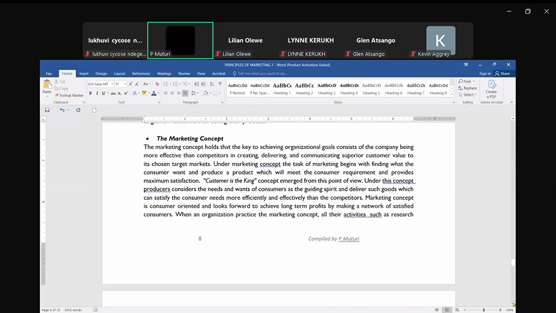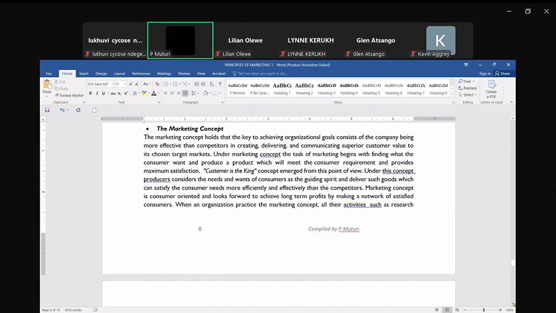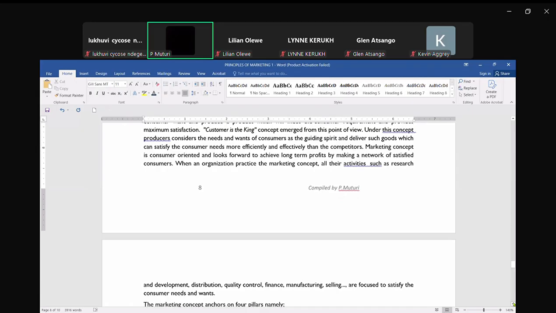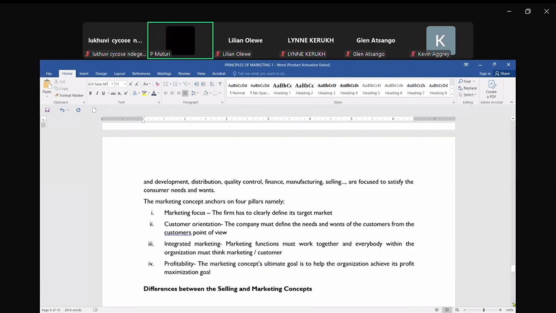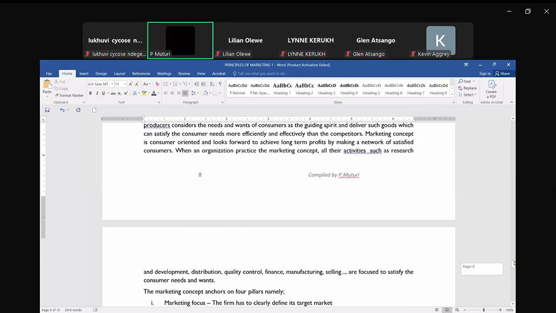Aspect of delighting customers. So it's a market or customer-oriented approach. It's a customer-oriented approach that has an emphasis on customer satisfaction and also has an emphasis on profitability. That the company must also do it at a profit as they maximize on customer value.